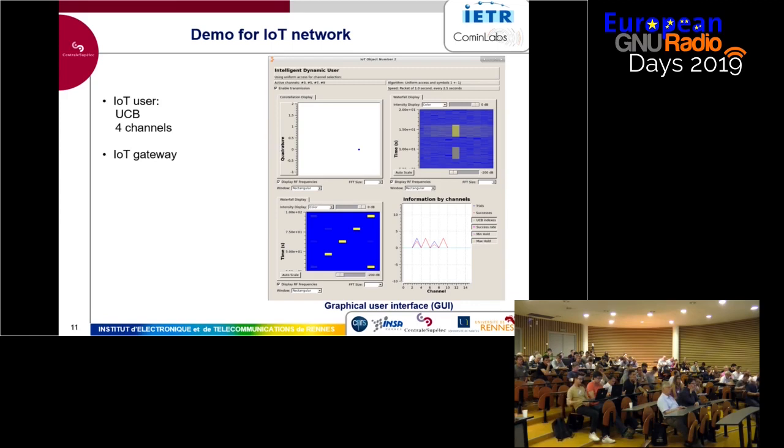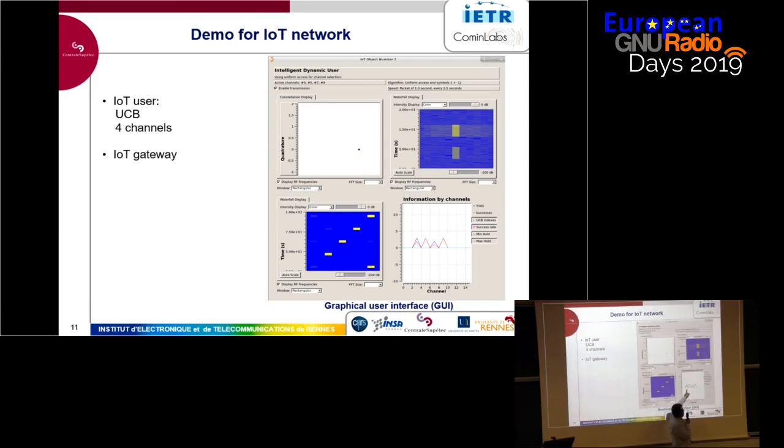So each time this IoT device tries to transmit a packet in any of these four channels, we see whether the transmission was successful. In blue, we have the number of times the IoT tries to transmit a packet in this channel, while in red, we have the number of successful packet transmissions. So if we see a gap between these two curves, it's because a packet has been lost or has not been detected either at the gateway or at the IoT side.